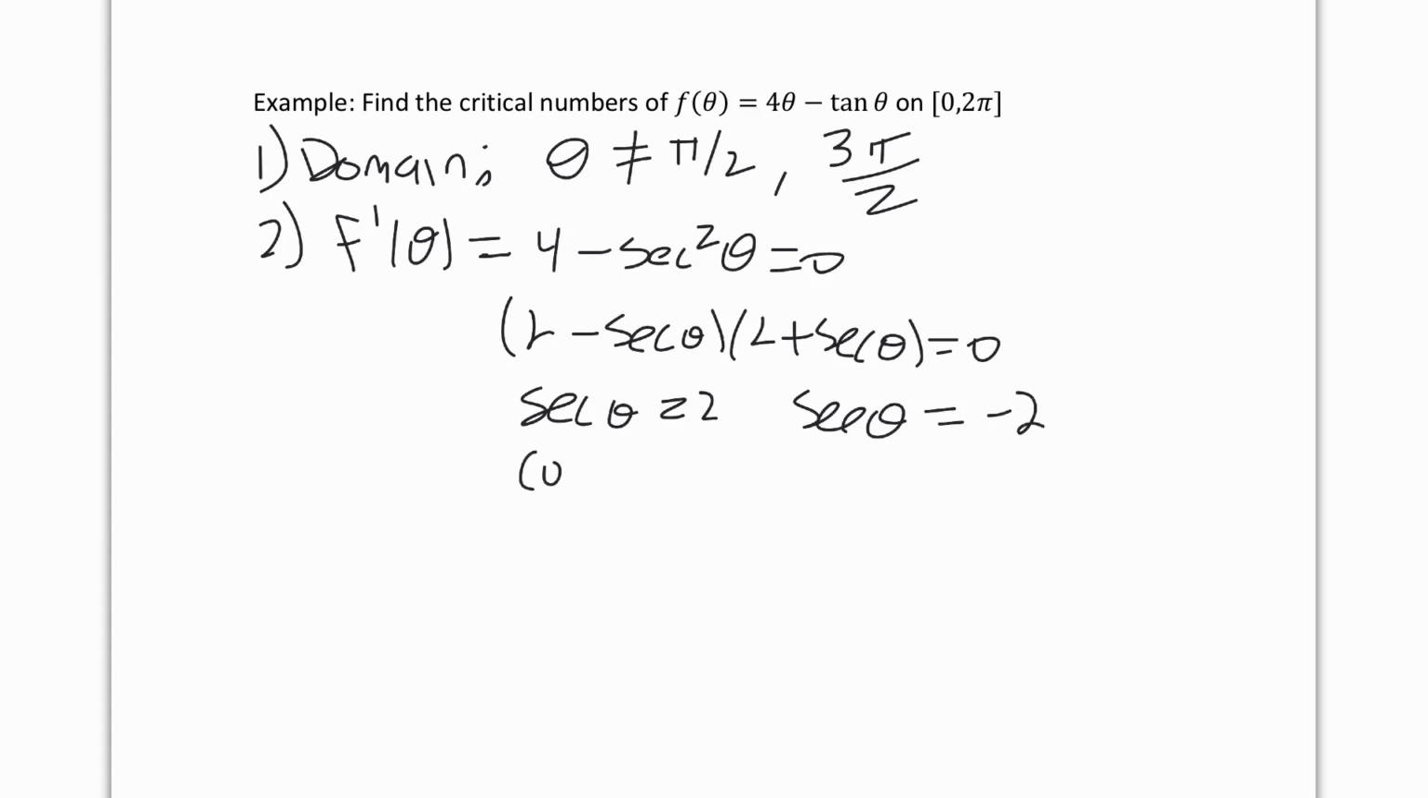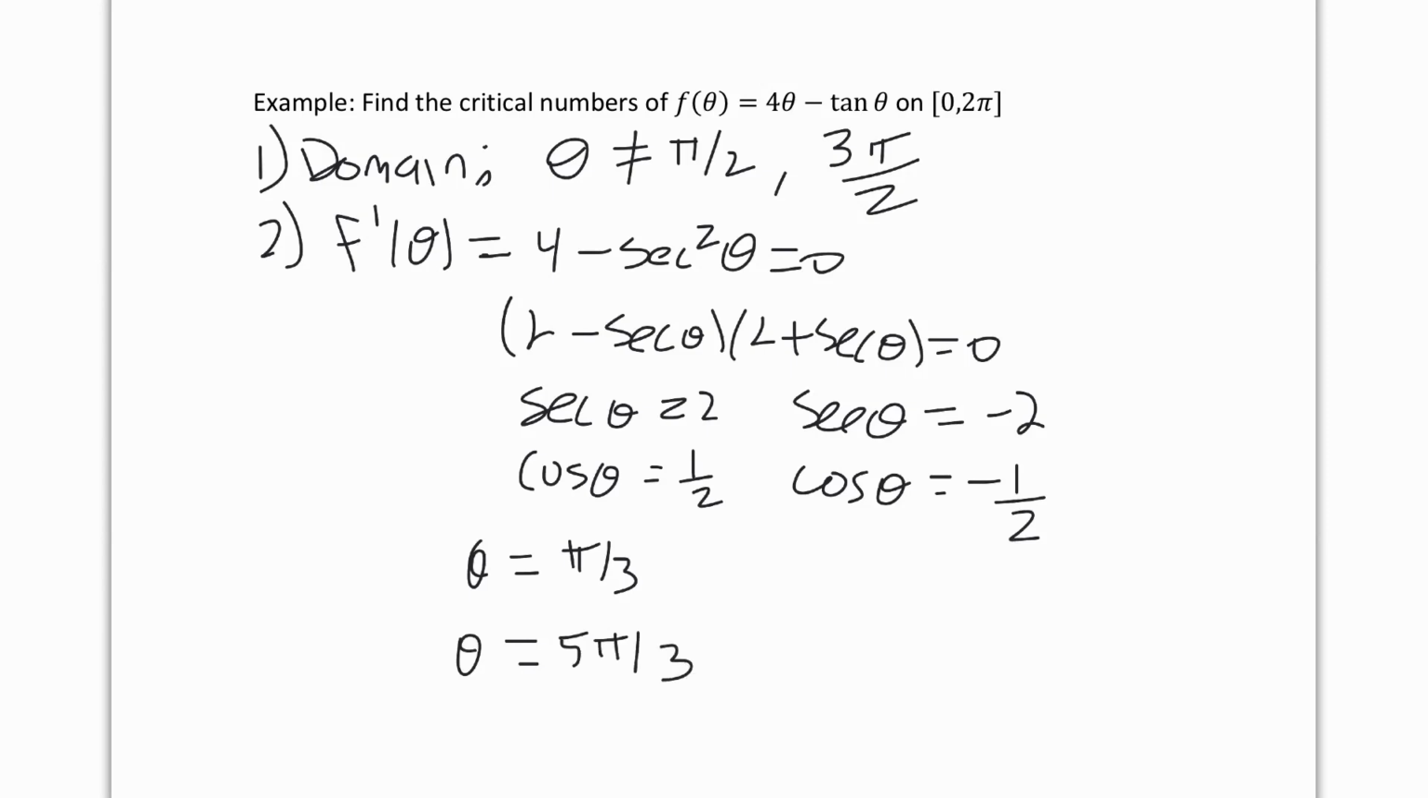So we can flip that into cos. So cos theta equals 1/2, or cos theta equals negative 1/2. So using our unit circle knowledge, cos of theta is equal to 1/2. Well, that's going to be at pi by 3. And we're also going to get one at 5 pi by 3. Over here, we would get theta equal to 2 pi by 3, and theta equal to 4 pi by 3.